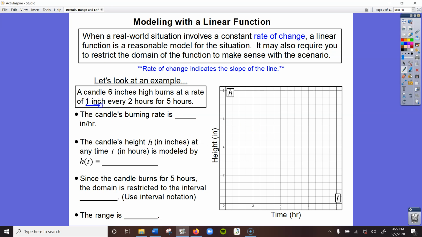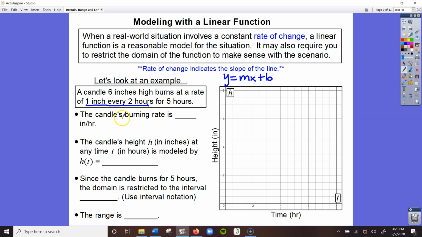So this right here, whenever you see some unit of measurement over time, that's going to be the rate. And a rate is slope. So this is going to be the slope of my line. And it's burning for 5 hours. Now, as you remember, equations of lines are written as y equals mx plus b. So eventually we're going to make sure that our line fits this format.